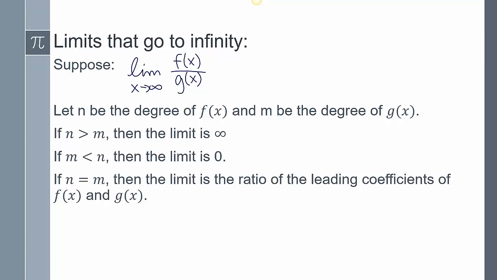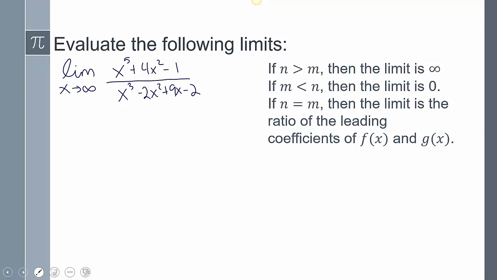So let's apply this definition to a few examples. It says evaluate the following limits. Because of this definition, I can synthesize or simplify and look for patterns here. So I look at my n and m and notice that 5 is greater than 3, so therefore my limit is going to approach infinity.